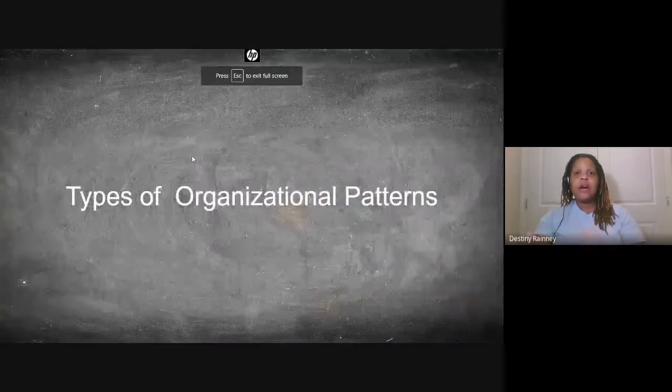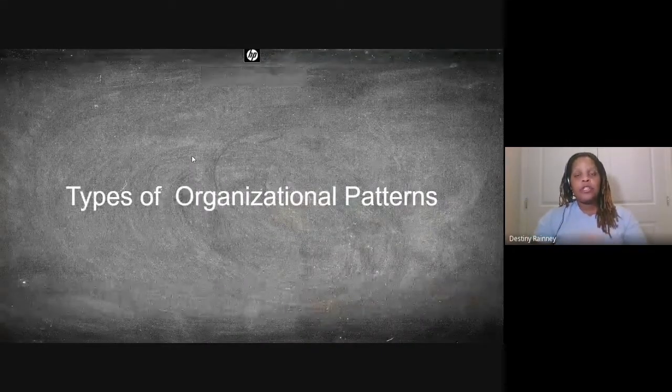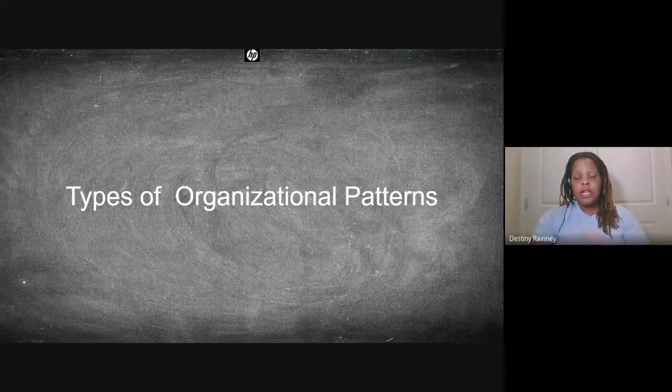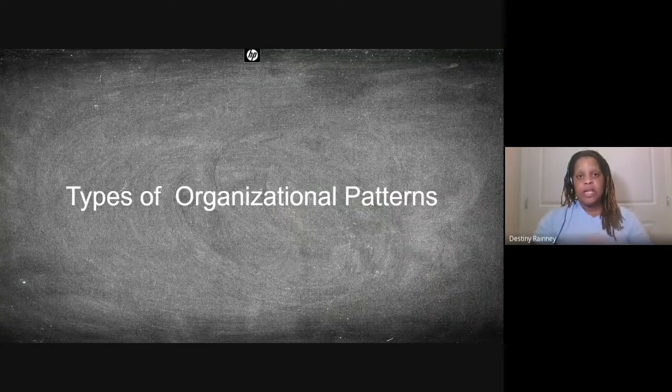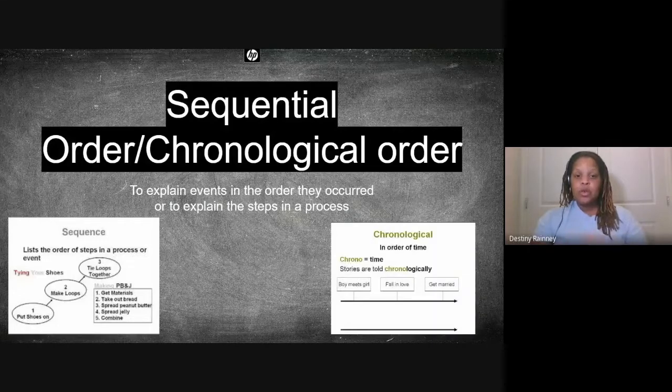All right, so now that we know how authors form their organizational pattern, it's based on the purpose that they're writing for. We now are going to get specifically into the types of organizational patterns that they commonly use. So, sequential order or chronological order. Authors use this to explain events in the order they occurred or to explain the steps in a process.